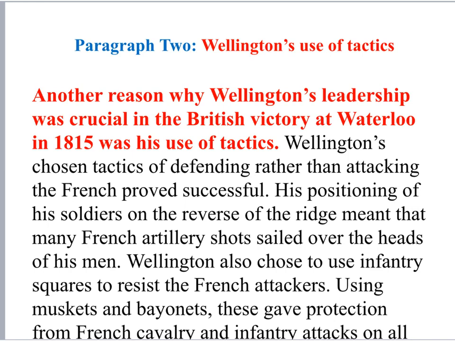It talks about the tactics of just defending rather than attacking, about his positioning of soldiers, again on the reverse of the ridge. We talked about his use of infantry squares to resist the French attackers, and there's some nice bits of detail there about muskets and bayonets, and the idea that this gave protection from the French cavalry and infantry attacks on all sides.